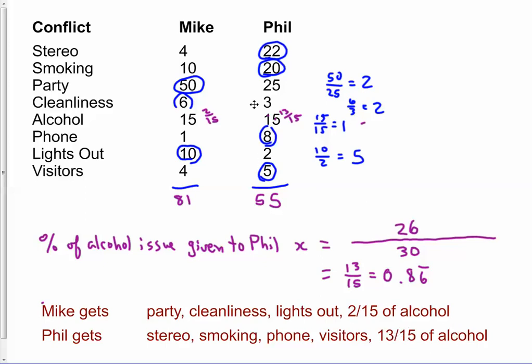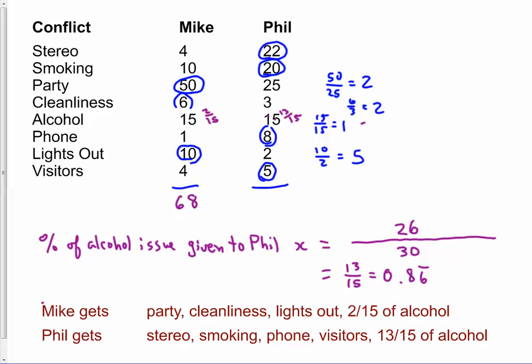Okay, and then one more thing we can do is now just redo the points, because after we split alcohol in this way, what are the points? So now, if I just add up what everyone's getting, Mike is getting 50 points, 6 points, and 10 points, right? The 3 things that he's just getting outright, plus 2 fifteenths of the 15 points that he assigns to the alcohol. So 2 fifteenths times 15, which is actually 2. And so now he's getting 68 points.